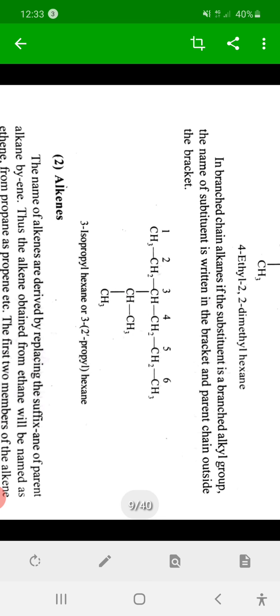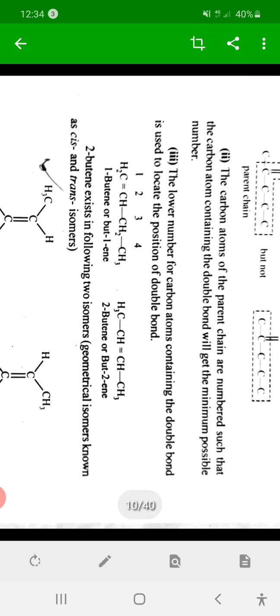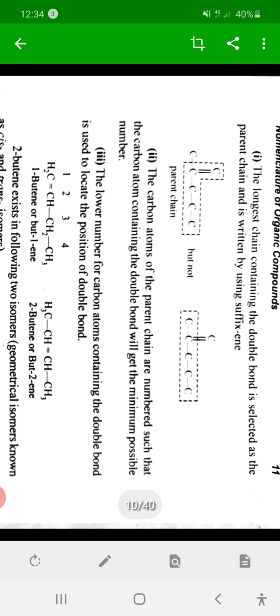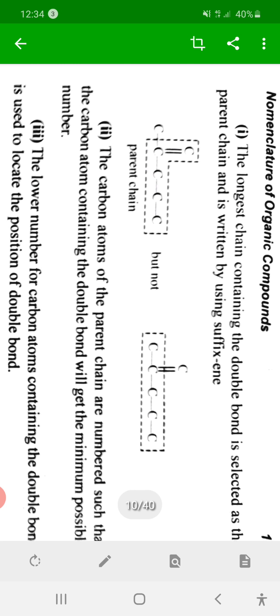Then alkenes. What is the difference? Alkanes are single bonded compounds, and in alkenes a carbon-carbon double bond is there. Then all rules are the same: during selection of the straight chain, the longest continuous chain, you must remember that the chain must possess that double bond, which is the functional group of alkene. Therefore don't forget that double bond.